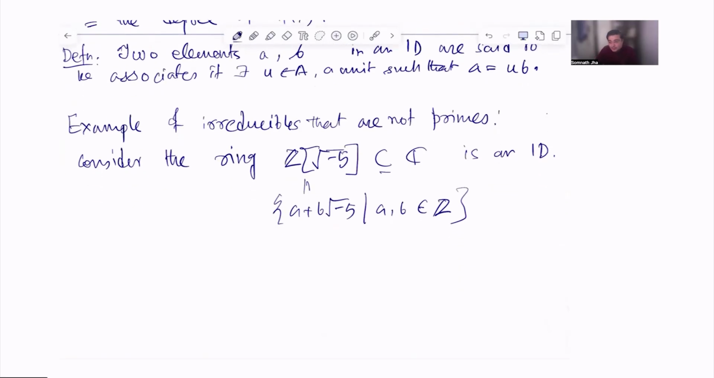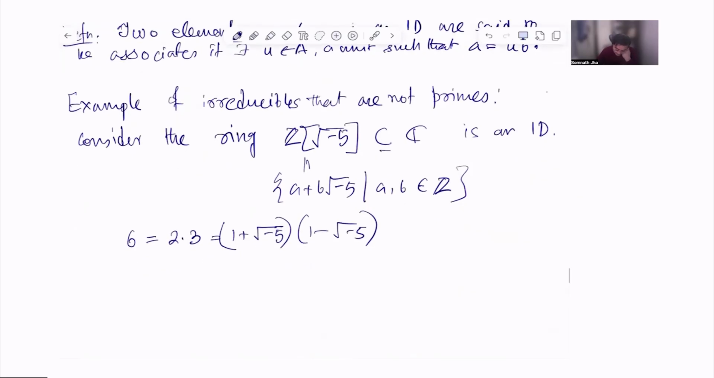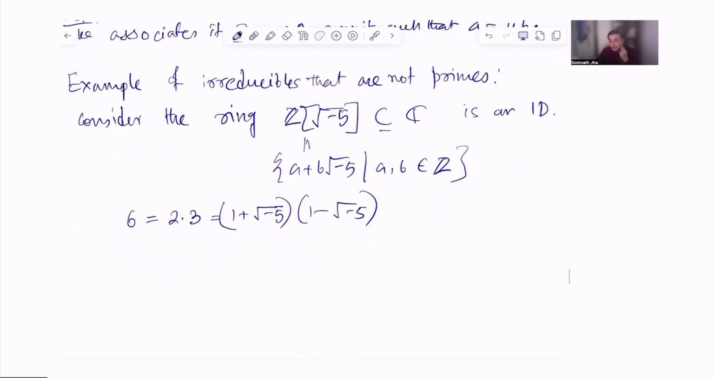So now we'll give an example of an irreducible here which is not prime. You consider 6 equal to 2 times 3, and it's also equal to (1 plus root minus 5) times (1 minus root minus 5). So we have this identity. Now look at 2. I'm claiming 2 is an irreducible. So suppose 2 equals alpha times beta, where alpha and beta are in Z[root minus 5]. I'm saying if you write it like this, one of them will be a unit.